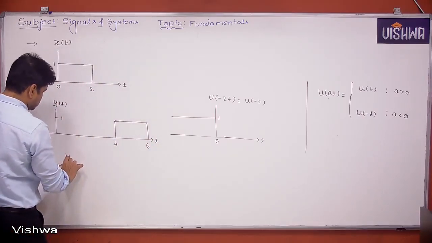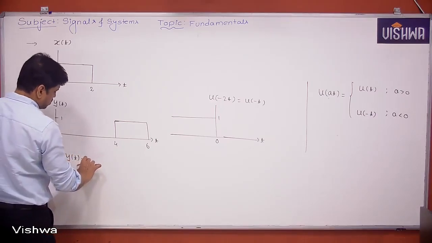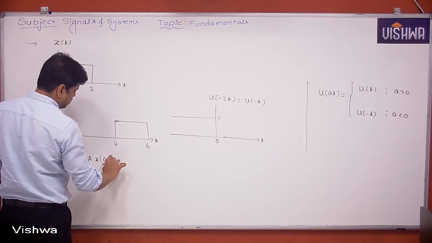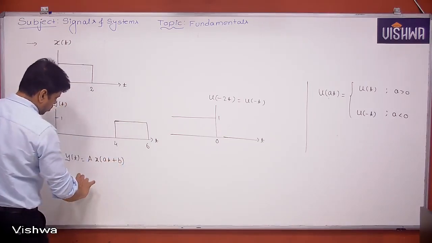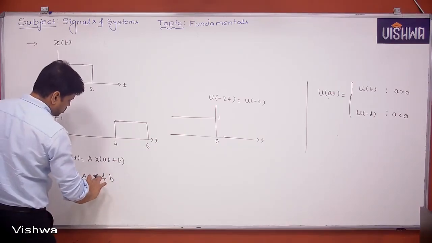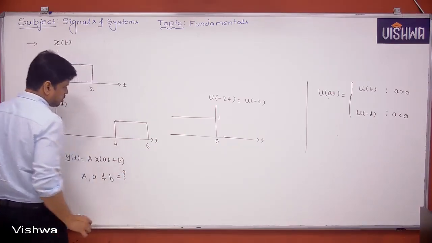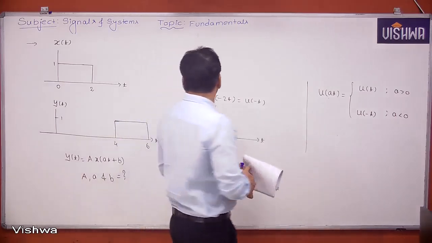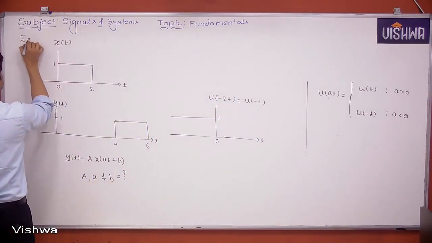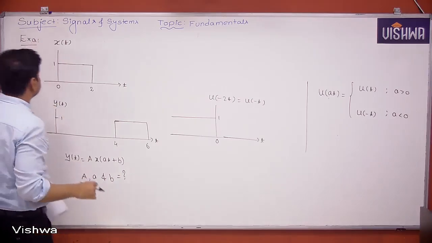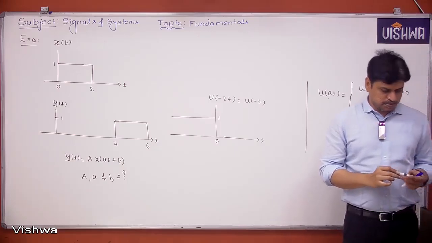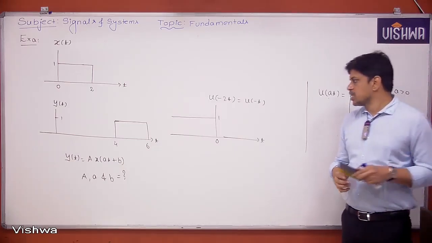And they said y of t is equal to A x of small a t plus small b. Then what are the small a and small b values? That is the question. Okay. This is an example. Can you solve this example?